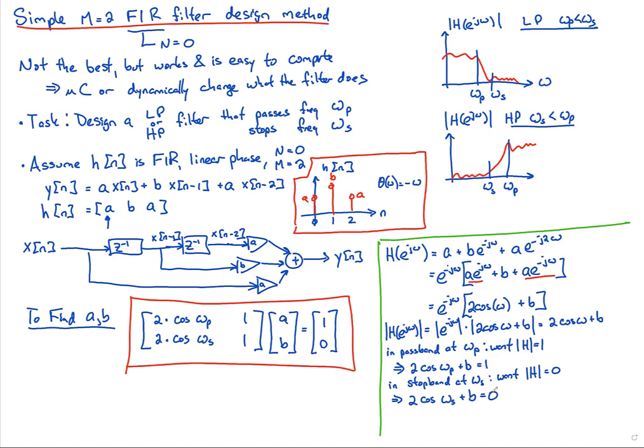And now we've got two equations with two unknowns. And if we put those two equations together in a simultaneous equation, we get exactly that matrix on the left. And that's the proof.